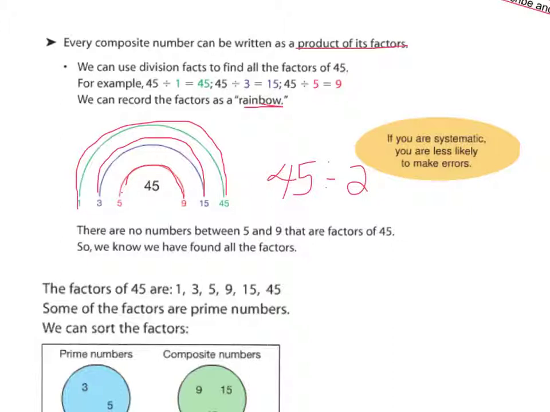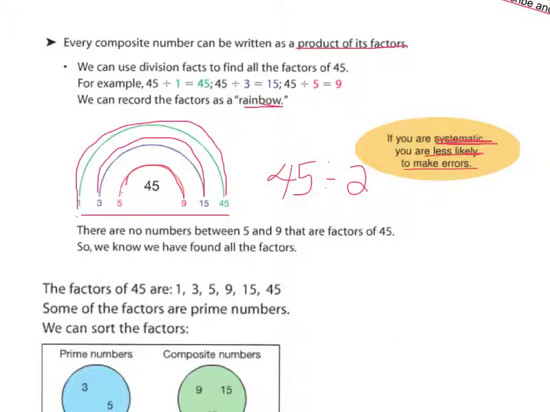One of the key things when you're doing your factors is to make it systematic. So make it like a list of some sort. That's where the factor rainbow works really well. You are less likely to make errors if it's in a systematic fashion.